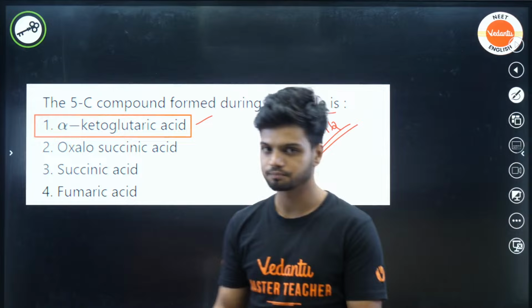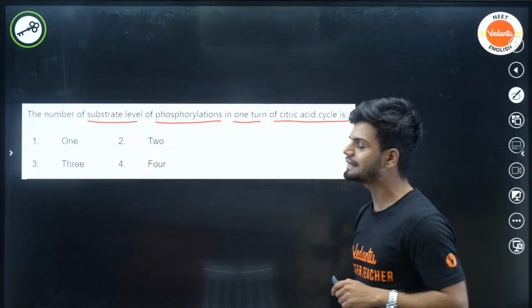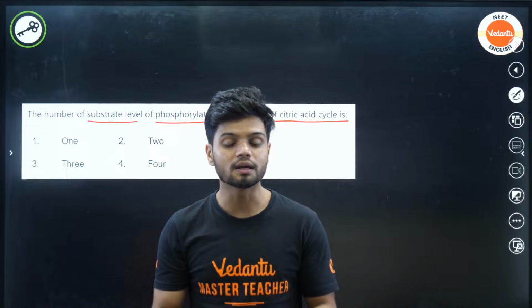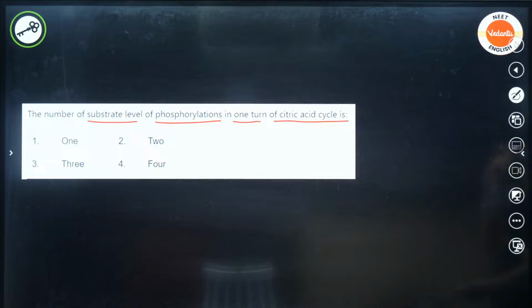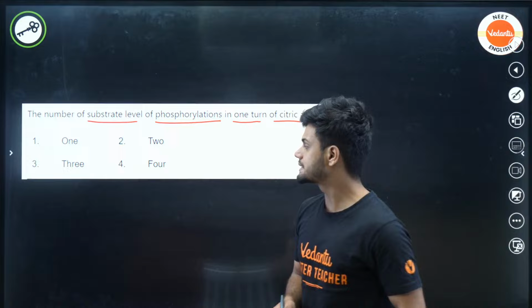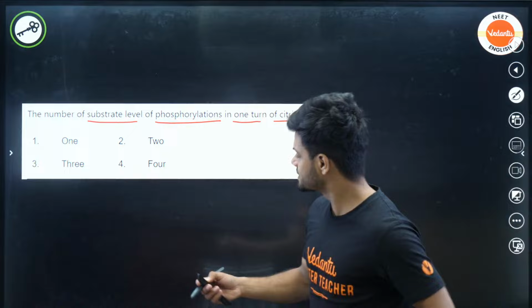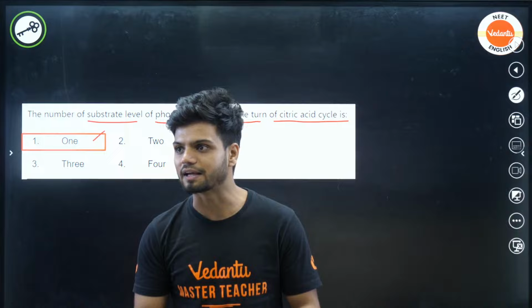Now, the number of substrate level phosphorylation in one turn of citric acid cycle. In one turn of citric acid cycle, how many substrate level phosphorylations are happening? 10, 9, 8, 7, 6, 5, 4, 3, 2, 1. The answer is 1, obviously, because only once GDP is getting converted to GTP in your Krebs cycle. Clear? Only one.